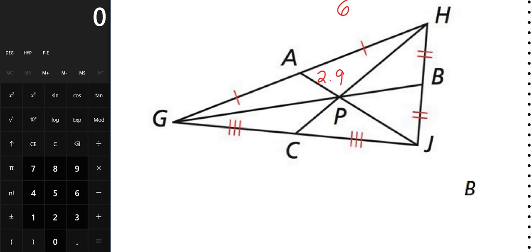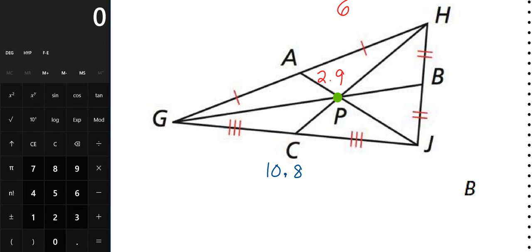And the other piece of information they gave us was the length of all of HC, which is 10.8. I'll use a different color, 10.8. Now, our centroid is here at P. It's going to divide your medians in a 2-to-1 ratio. So what does that mean?